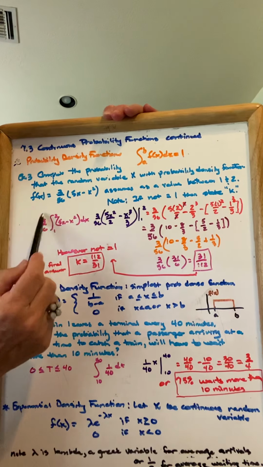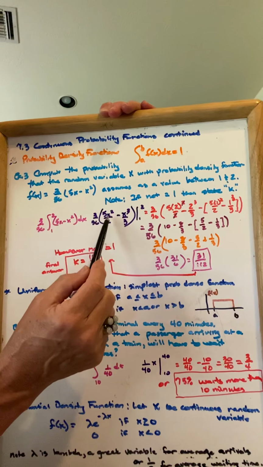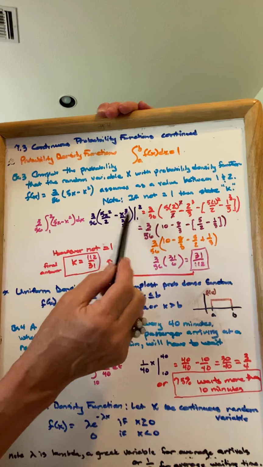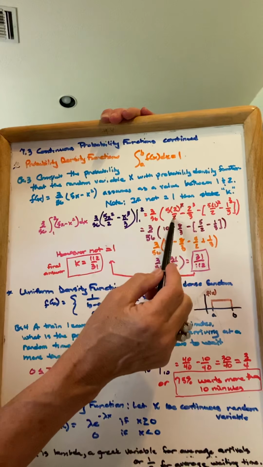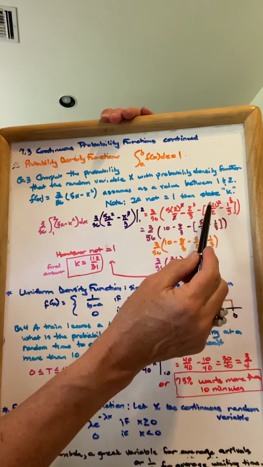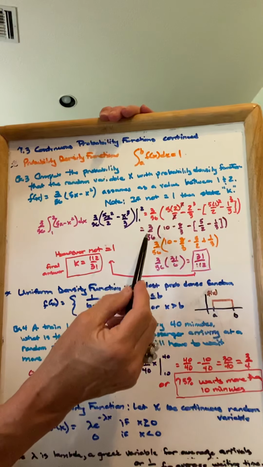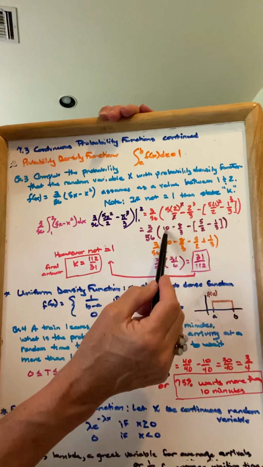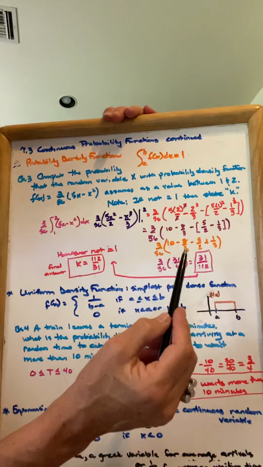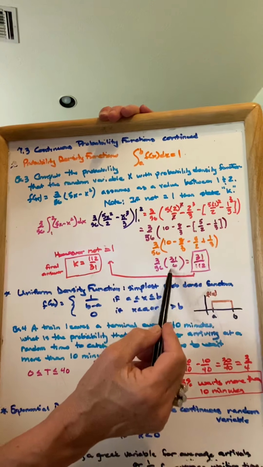So we have 3/56 times the integral from 1 to 2 of 5x minus x squared dx. So we have 3/56 of 5x squared over 2 minus x cubed over 3 from 1 to 2. Doing some math, we input 2: 5 times 2 squared over 2 minus 2 cubed over 3, minus the quantity of 1: 5 times 1 squared over 2 minus 1 cubed over 3. Doing some quick math, we get 3/56 times 10 minus 8 thirds minus 5 halves plus 1 third, which is 31/6.